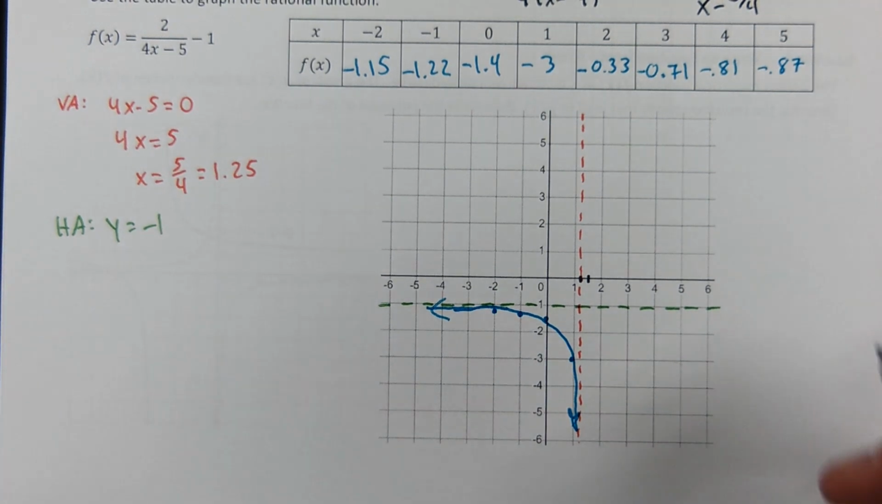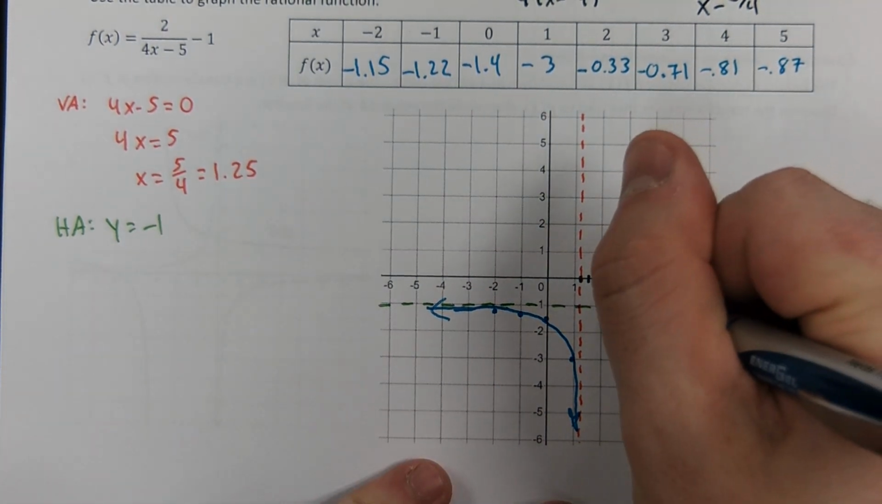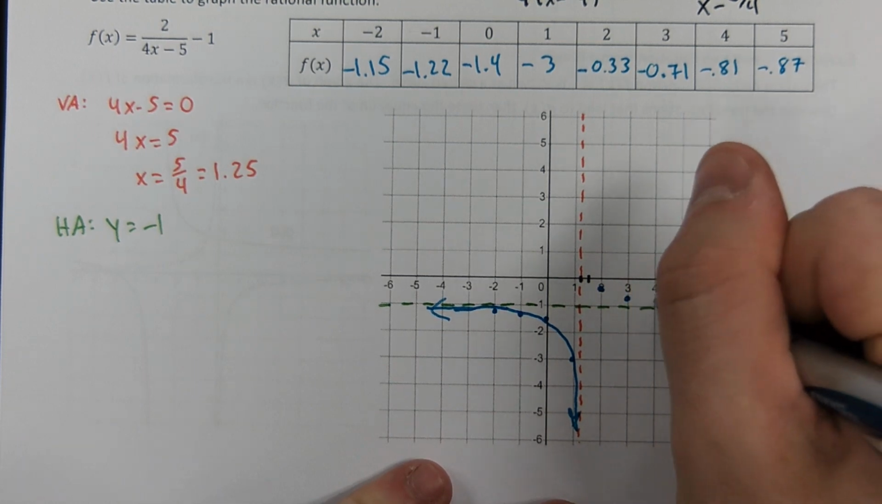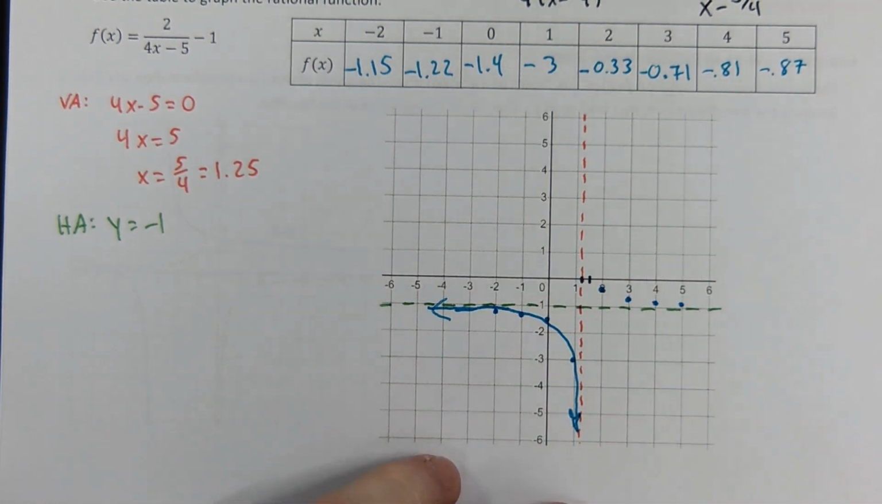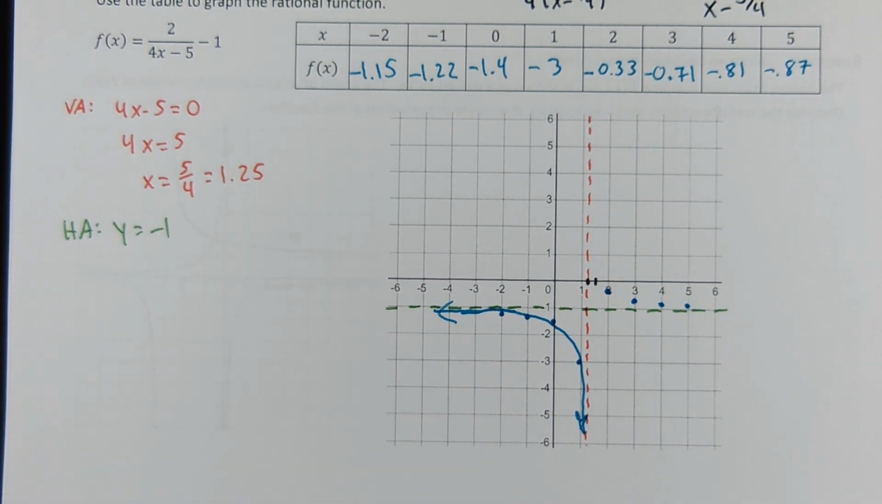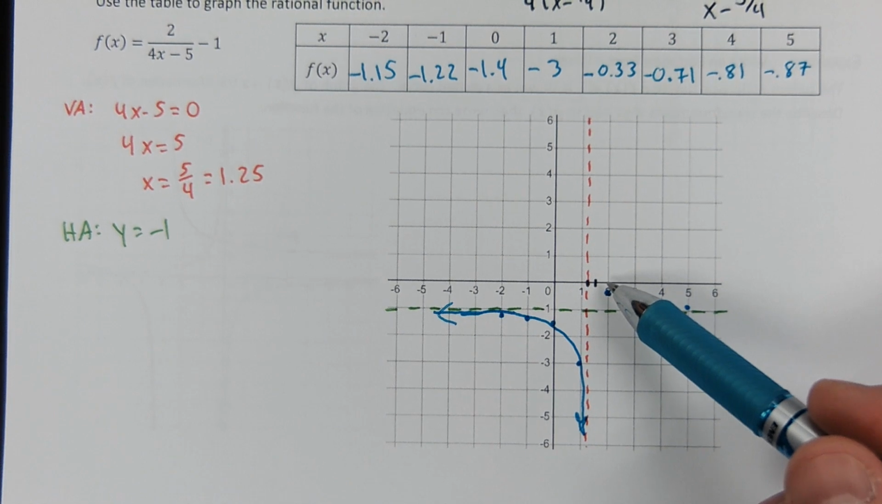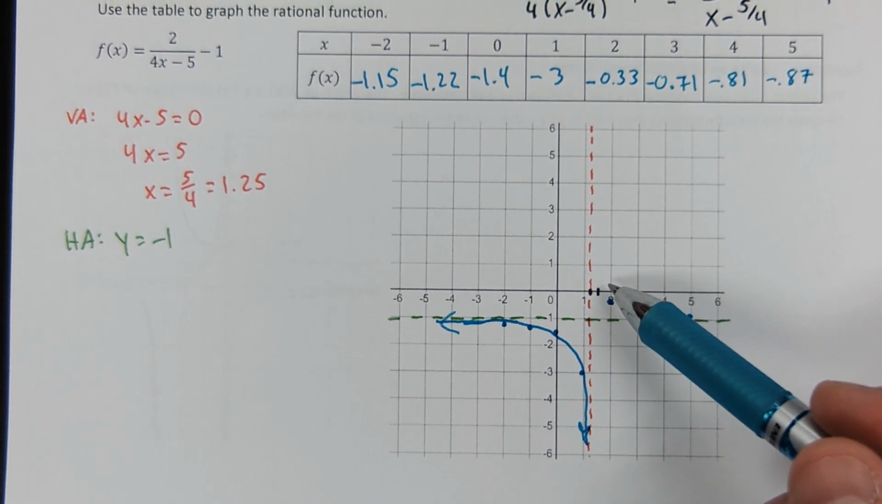And then on the other side, 2, comma, negative 1/3. 3, comma, negative almost 3/4. I mean, it's doing this. If you plug in 1.5, I believe you get a 1.